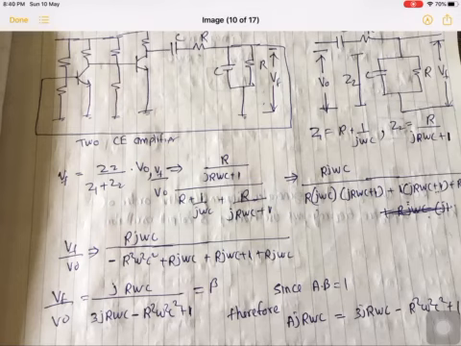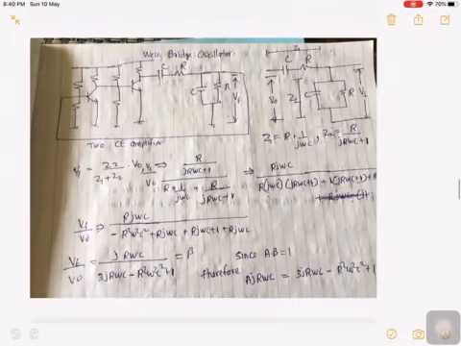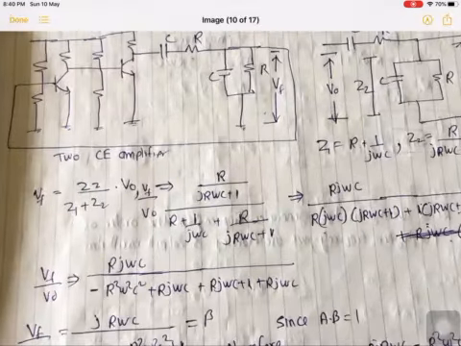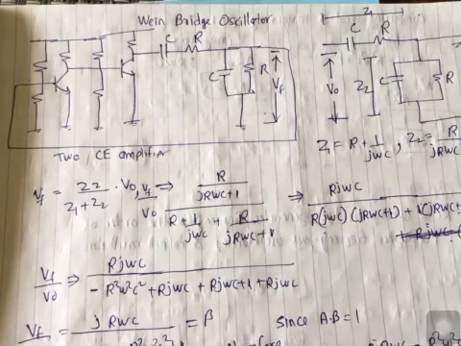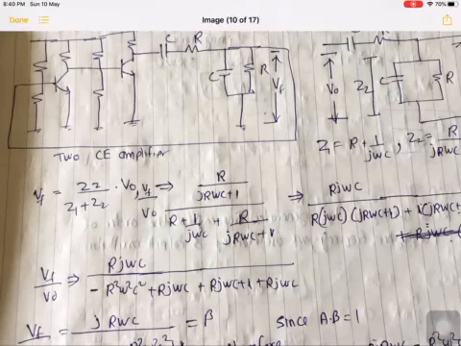Now the second oscillator is the Wien-Bridge oscillator. This is the circuit of the Wien-Bridge oscillator. In the RC phase shift oscillator, we have seen three CR networks. In Wien-Bridge, we see two CR networks, one CR in series, and the other CR in parallel, or in a tank circuit.